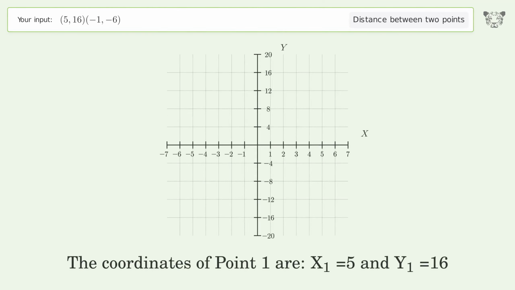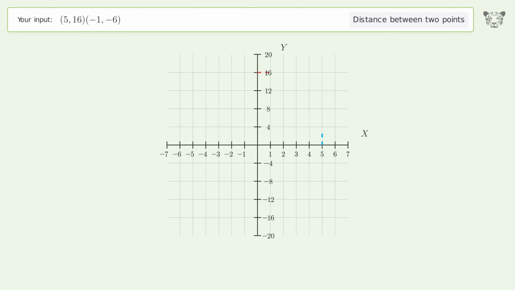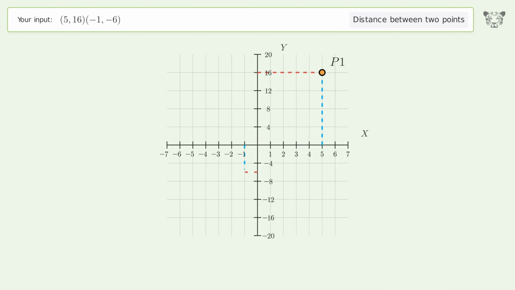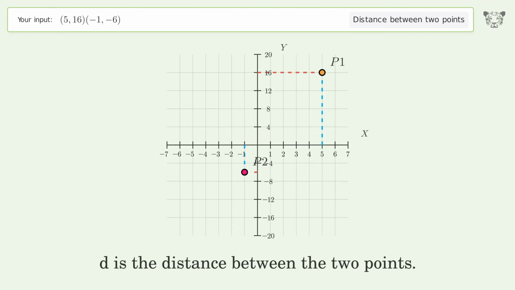The coordinates of point 1 are x1 equals 5 and y1 equals 16. The coordinates of point 2 are x2 equals -1 and y2 equals -6. D is the distance between the 2 points.